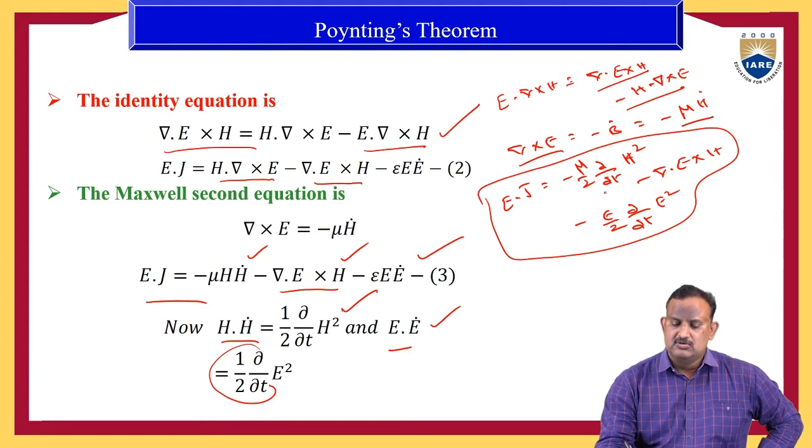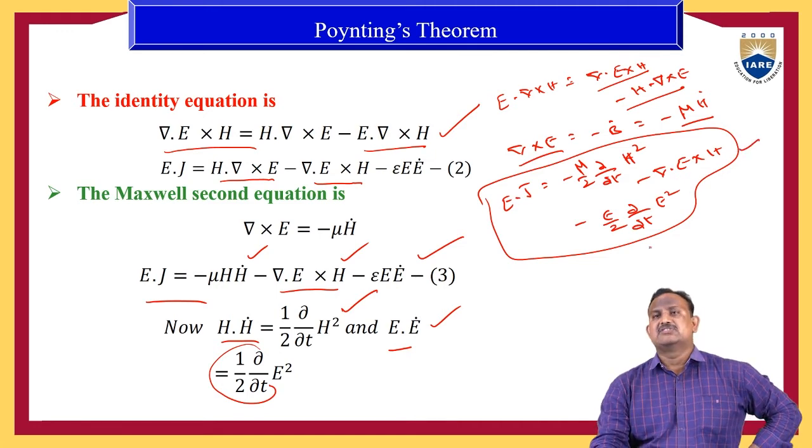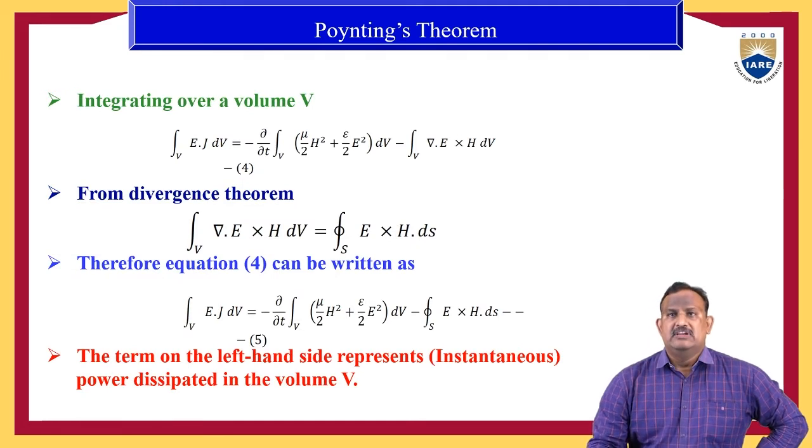E dot J is equal to minus mu by 2 into dou by dou T of H square, minus del dot E cross H, minus epsilon by 2 into dou by dou T of E square.